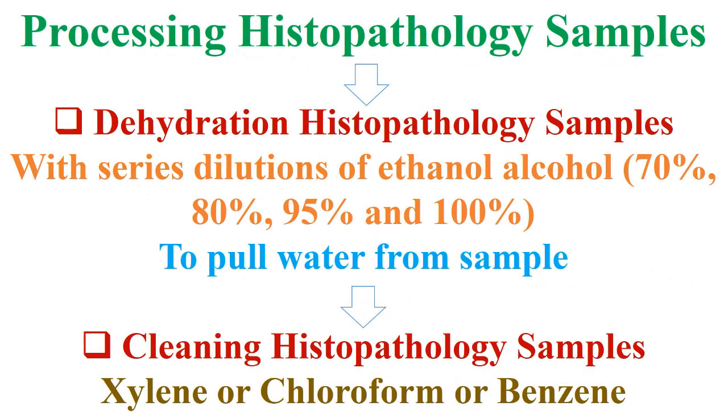While processing histopathology samples, apply dehydration with a series of dilutions of ethanol alcohol as follows: 70%, 80%, 95% and 100%, to pull water from the sample. After that, apply clearing with xylene, or chloroform, or benzene, as shown in the next slide.